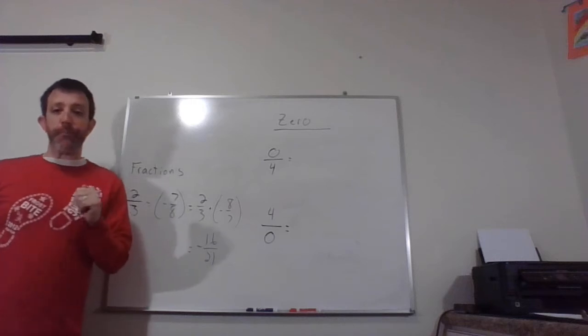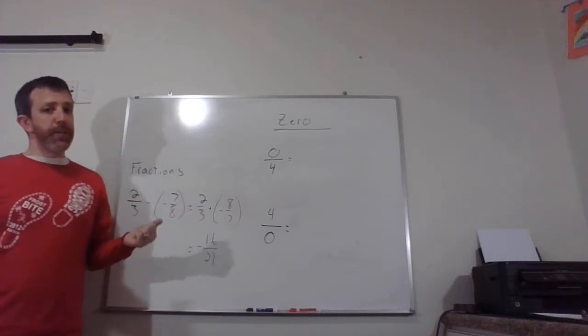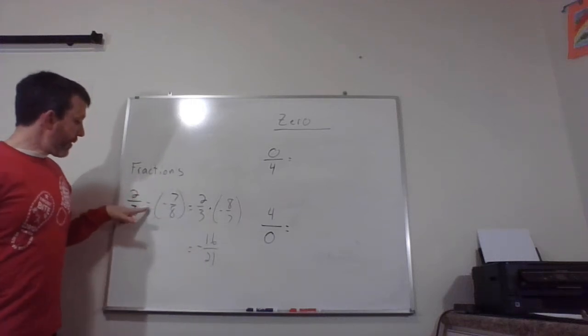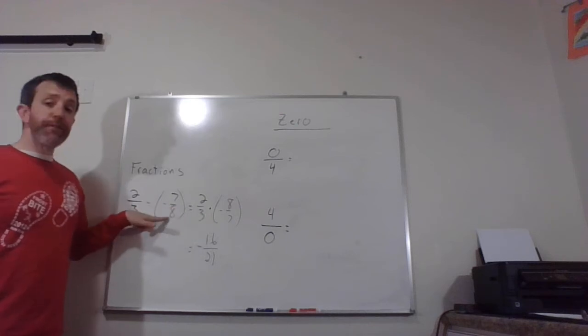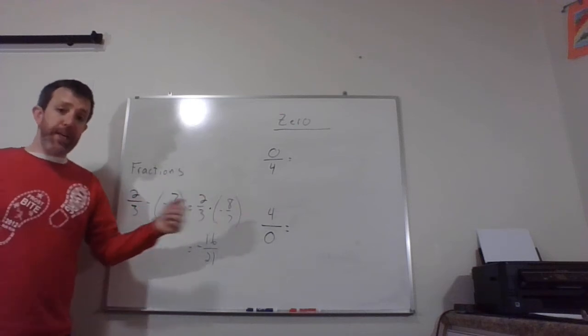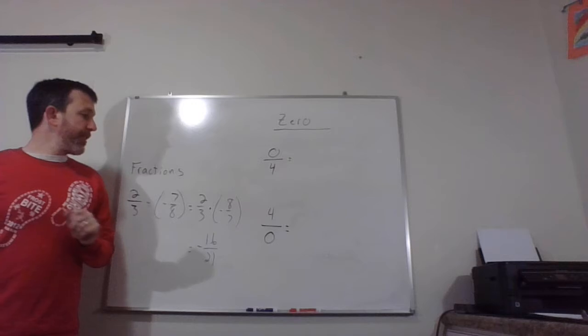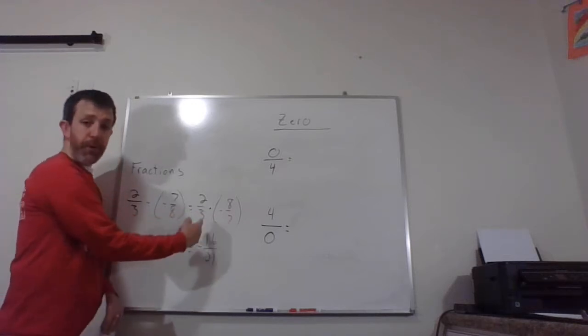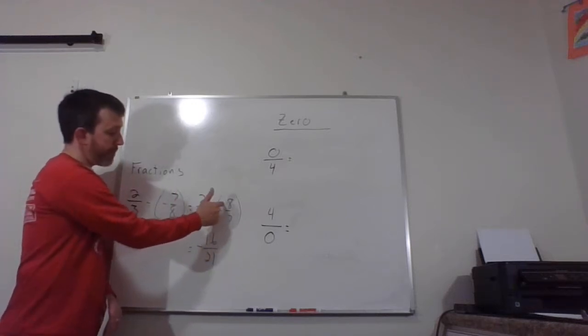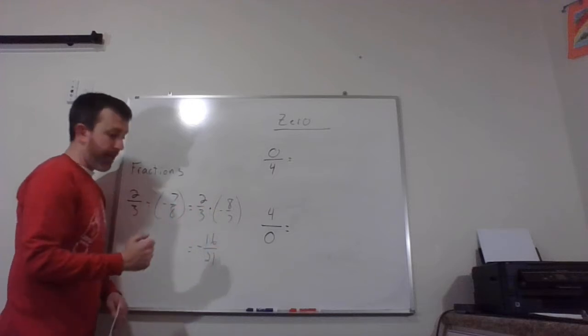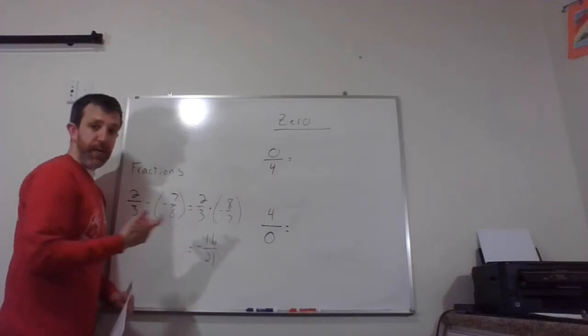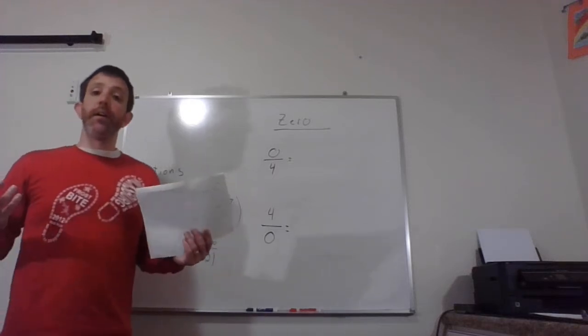First of all, fractions. Fractions work the same way that they did before. We're going to change our division into multiplication and flip that second fraction upside down. Now, one thing to watch out for, be a little bit careful when you do this multiplication. It's not 2 times negative 8 and 3 times negative 7, which would give us a negative on the top and the bottom, which would make a positive.